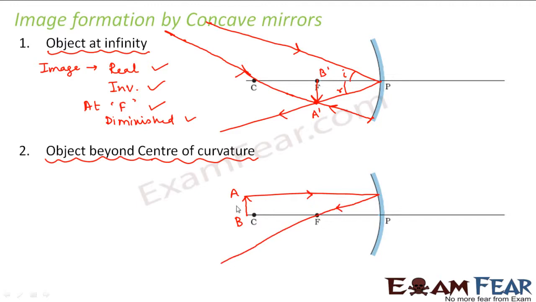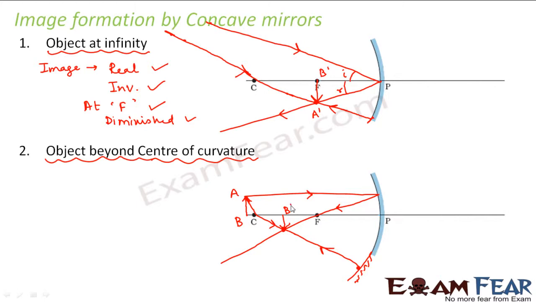Now there is another ray which passes through the center of curvature, and after reflection it traces back the center of curvature. That means there is another ray which passes through the center of curvature. Suppose this is my mirror, it touches the mirror, and after reflection again goes back along the same path. So these two rays again meet at this point. So therefore the image will be formed here.